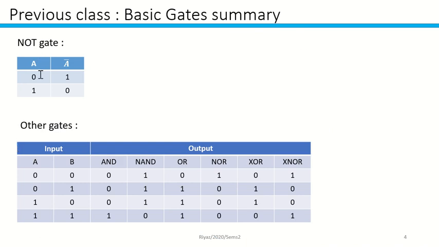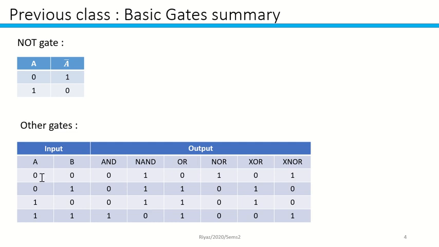For the NOT gate, you have only two options, either 0 or 1, so you're going to have an output of 1 or 0. For other gates, the AND gate: 0 0 becomes 0, 0 1 becomes 0, 1 0 becomes 0, and 1 1 becomes 1. The NAND gate will be exactly the reverse of the AND gate. So if you have 0 0 0 1, it will become 1 1 1 0.